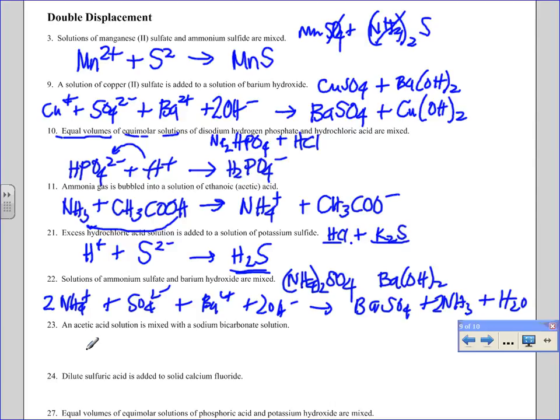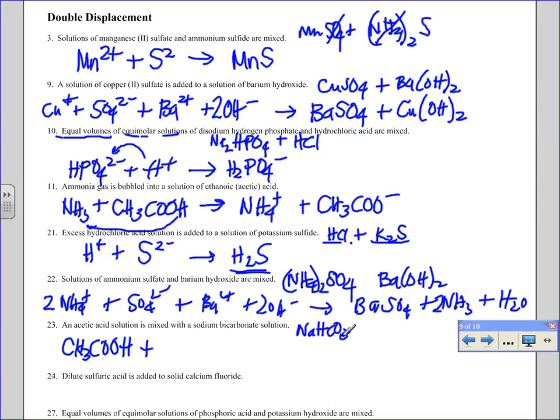Okay. This next one, we've got acetic acid, which is our ethanoic acid. So in the reaction, it's going to be molecular, and we're mixing it with sodium bicarbonate. Okay, and sodium bicarbonate is NaHCO3. Okay, so I'll put it on the side over here so we can analyze the spectators.